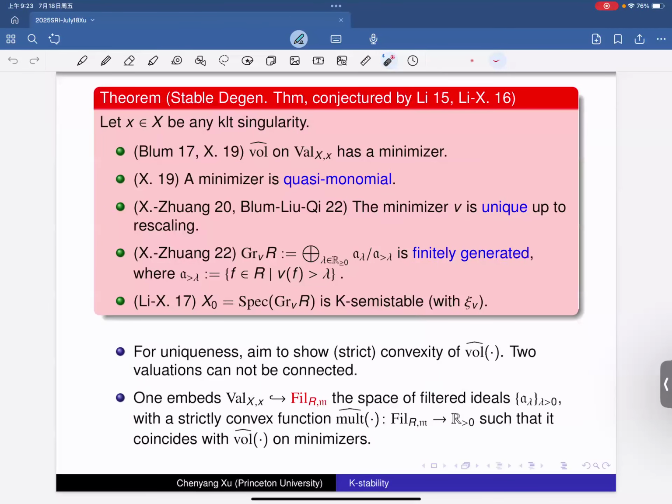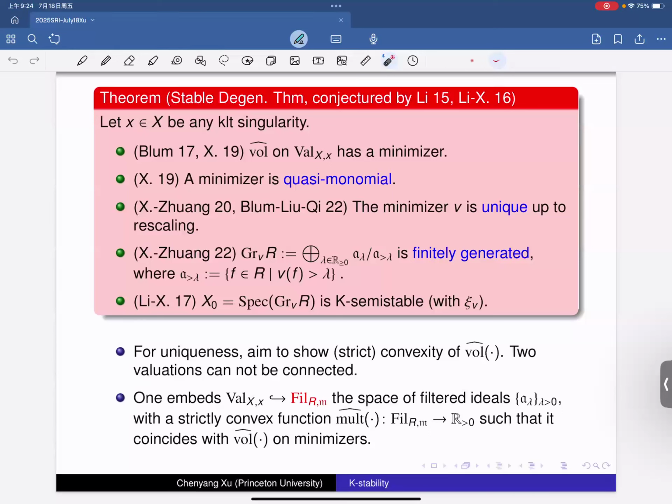Now we have a sequence of results which are, maybe except one, in some sense parallel to the global stability theory. Again, we have a function defined on the space of valuations, and we try to minimize this. Then for the minimizer, we want to study some geometry of that. That was exactly what we did for the delta function on Fano varieties. Here we do this for KLT singularities. It was first proved by Blum that this has a minimizer. And then, again, I proved this minimizer is quasi-monomial.